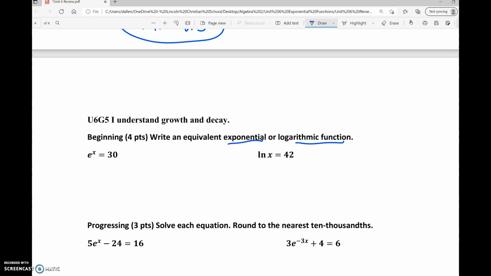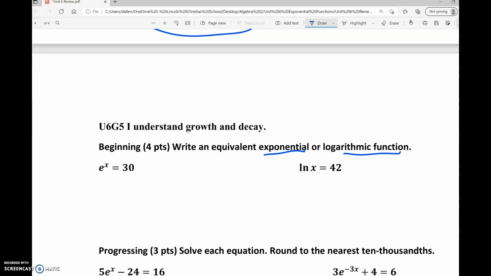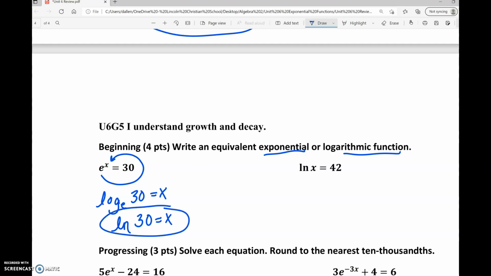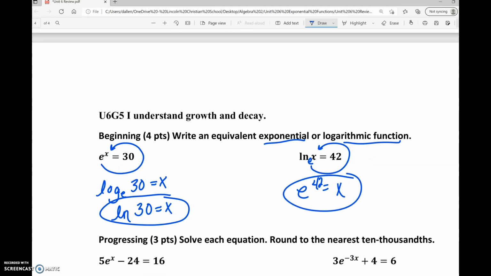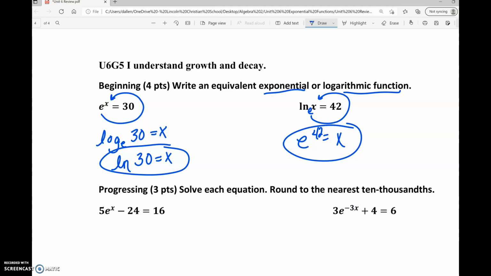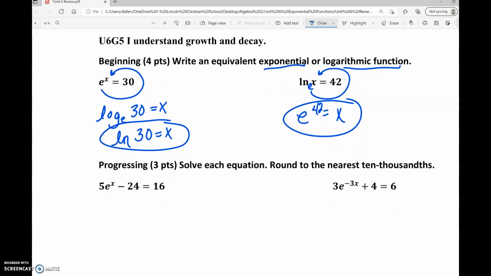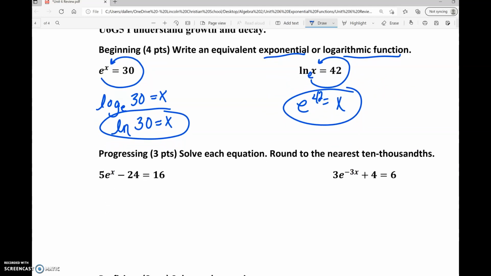So here I am going to write this in exponential. So I start at my base, and it would be log base e of 30 equals x, or log base e of 30 is natural log 30 equals x. This is what I'm looking for. And then here my base is e, so e to the 42 equals x. And again, I had a lot of people plug that in their calculator, not looking for that. If you did plug it in the calculator but you wrote it out like this, I accepted it, but if you just gave me the decimal, you'll lose 4 points on that. So really want to make sure that you understand that.